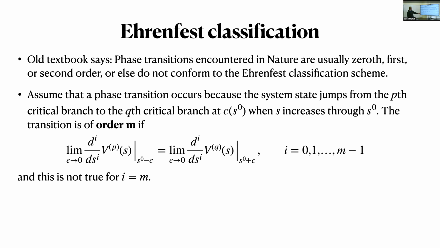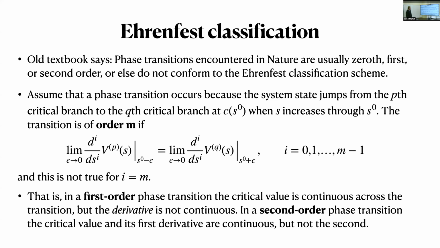Right, so it's the highest order to which the derivatives agree across the phase transition. This is before and that's after, so epsilon goes to 0 over here means just before the phase transition, and epsilon goes to 0 over there means just after, when you're in the qth branch. Okay, so for a first order phase transition, the critical value is continuous, but the derivative isn't, and for second order, the critical value and its first derivative are continuous, but not the second. I won't go through the calculation. If you go back to the previous slide and sit down for 5 minutes, you'll convince yourself that indeed those paths are first and second order respectively. It's not difficult.